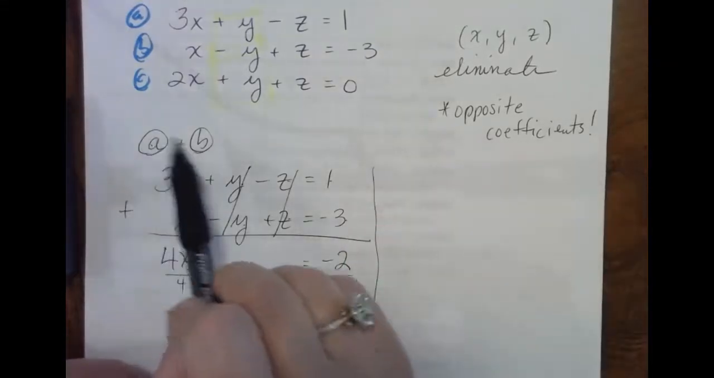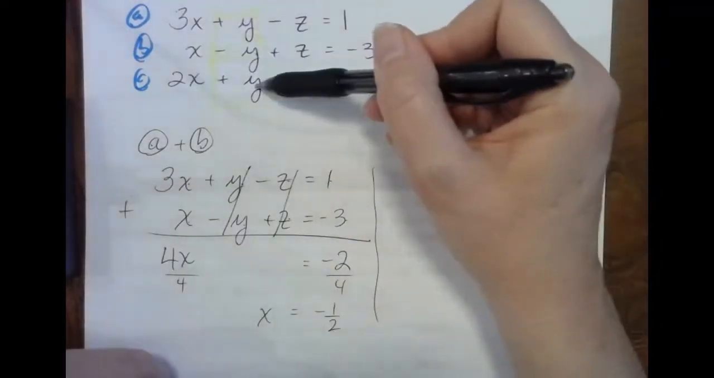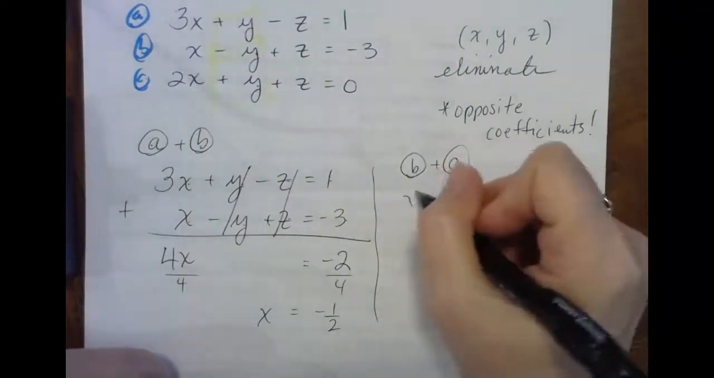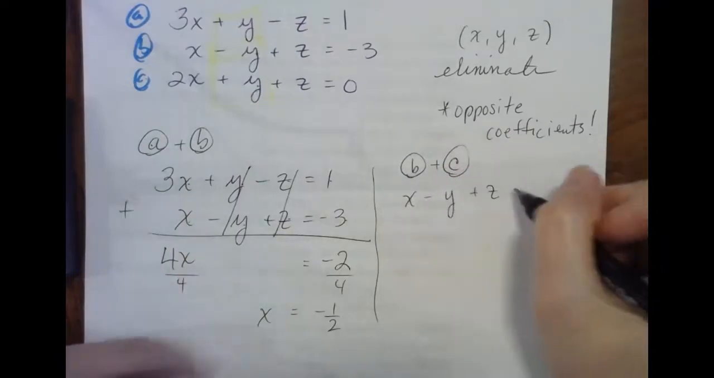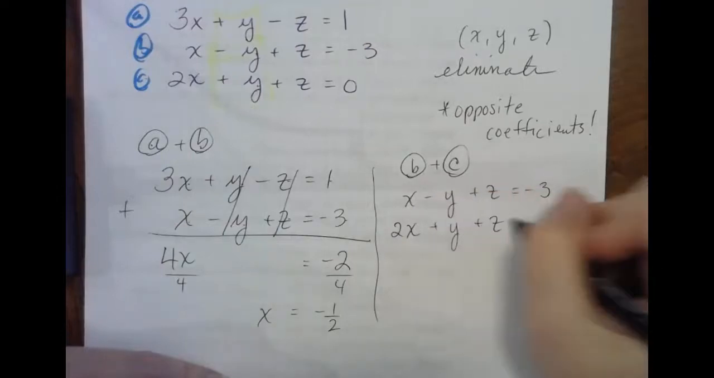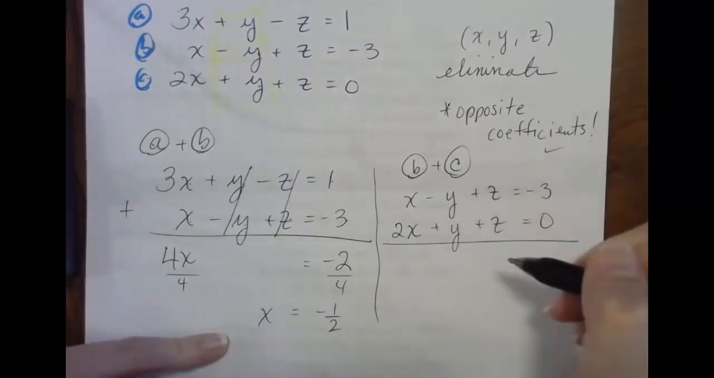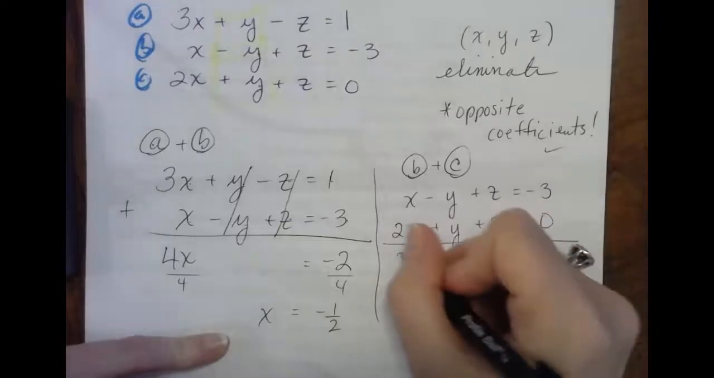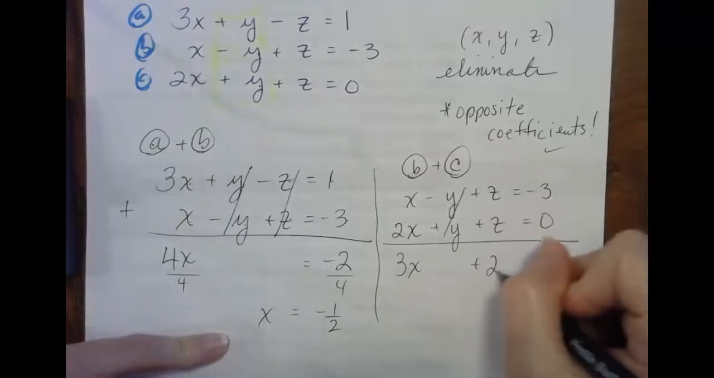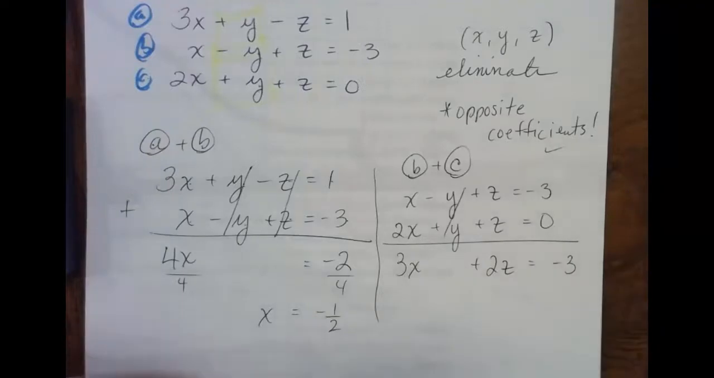So we added A plus B. Remember, we want to go after the same variable again, so we're going to go after the y again. This time we're going to do B plus C. So B plus C: x minus y plus z equals negative 3, 2x plus y plus z equals 0. Ready to go with our opposite coefficients. X plus 2x is 3x. The y's cancel. Z plus z is 2z. And negative 3 plus 0 is negative 3.